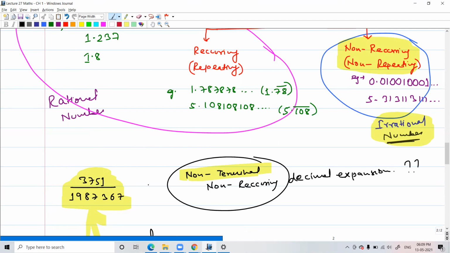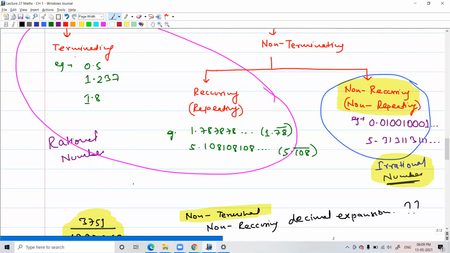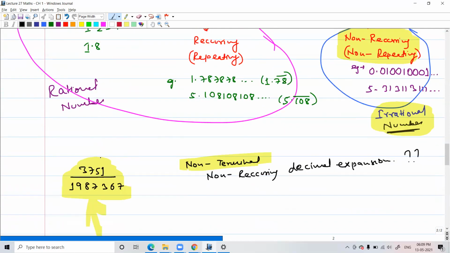So that's what I'm trying to tell you, okay? Now, it's very easy to eliminate non-recurring, non-terminating, because if something is written in the form of p by q, just hold on for a second. Let me complete this idea. Remember your doubt, whatever you have, and ask me in just 2 minutes, okay?